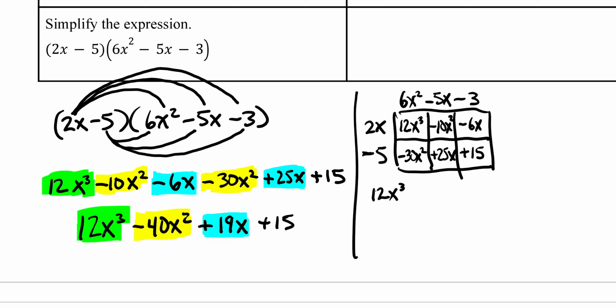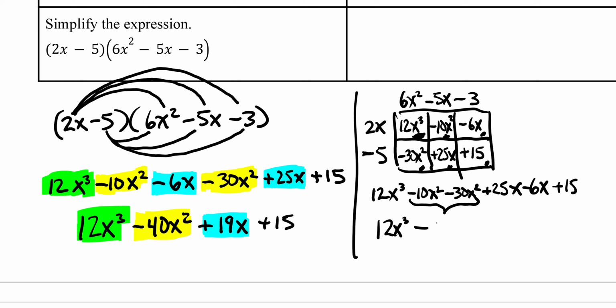So there's my 12x cubed. That one right there, got it. My minus 10x squared, minus 10x squared, and my minus 30x squared. Those are the like terms. Minus 30x squared, plus 25x, minus 6x, minus 6x, and then plus 15. And these that are like terms, I've got my 12x cubed minus 40x squared. These are like terms, so that's plus 19x and then plus 15. Same answer, just organized in a little different way.